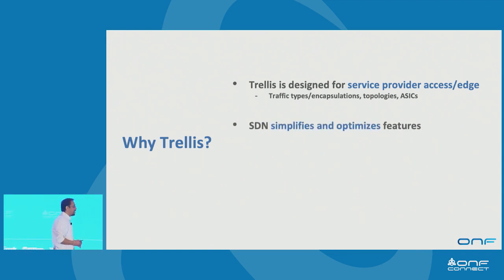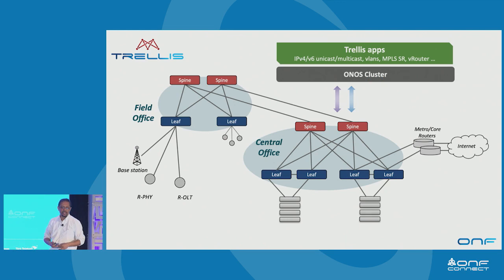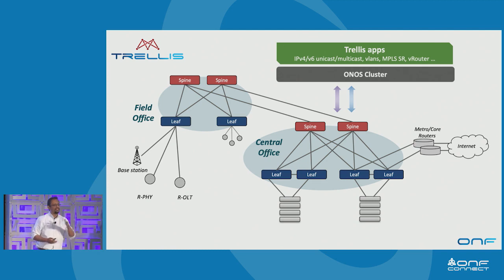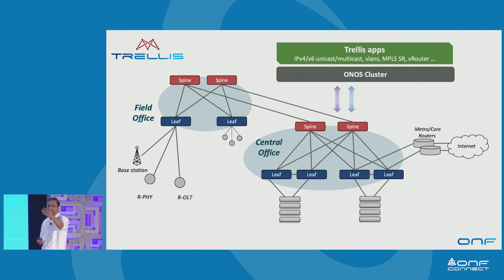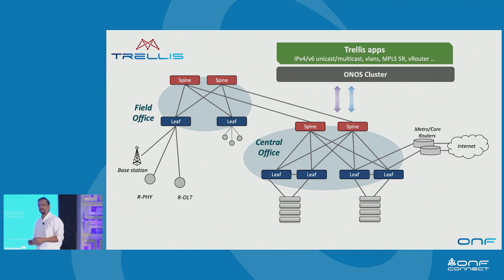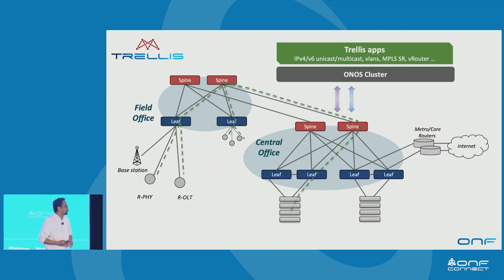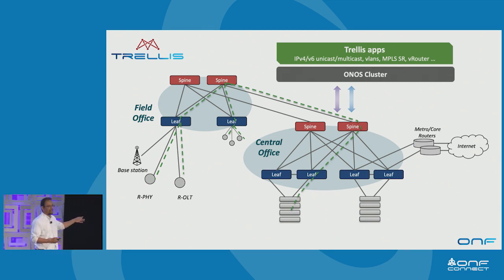Okay, SDN. As I said, Trellis is based on SDN, and SDN really helps simplify and optimize certain features. I'll give you one example of this. Suppose you're at home and you're flipping channels on your TV. Well, every channel flip is like an IGMP join message that goes upstream, and these are then trapped by Trellis, and Trellis figures out, okay, a subscriber is asking for a certain channel. Let me make sure that that channel actually exists in the network. Or if it doesn't, let me request that from upstream.